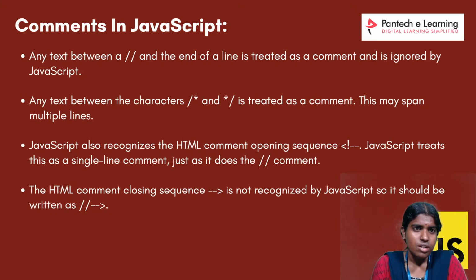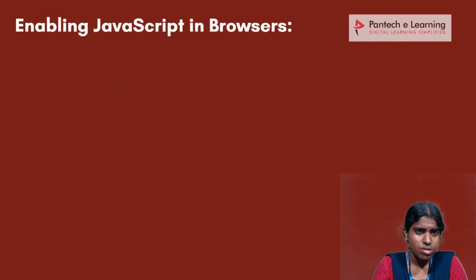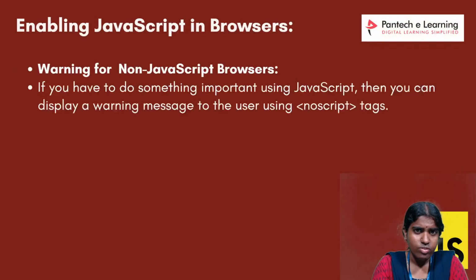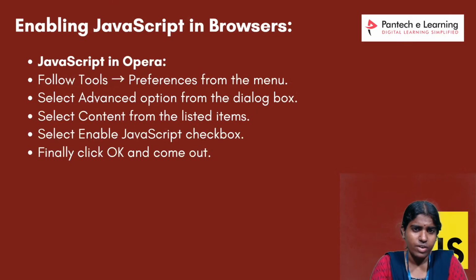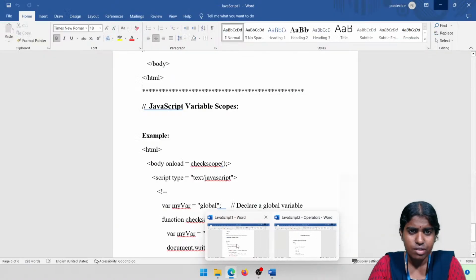Clear with this? Any text written between slash asterisk and asterisk slash is treated as a comment. So I'm going to discuss comments in JavaScript. What is the use of comments in JavaScript? Let me show you simple examples of using comments.